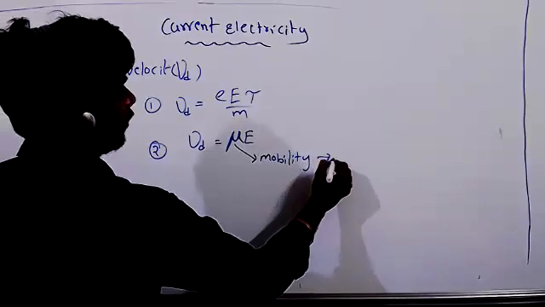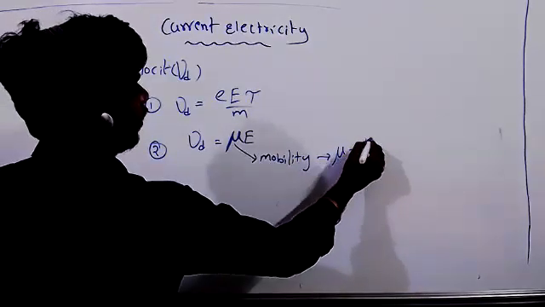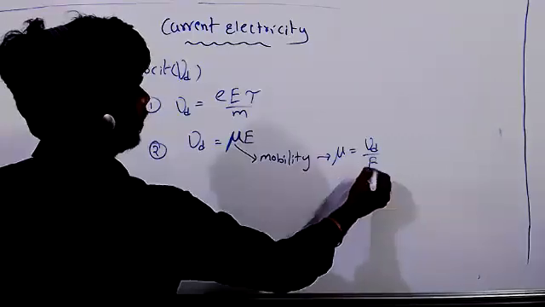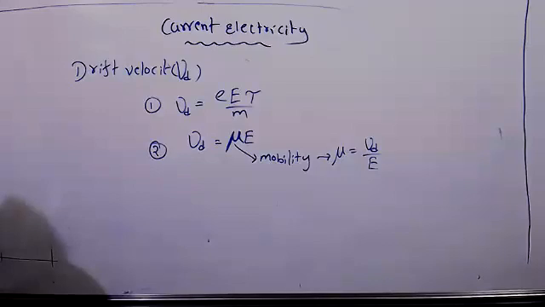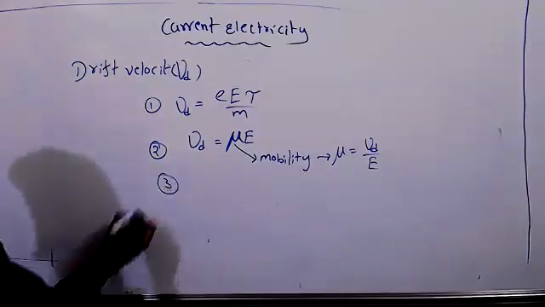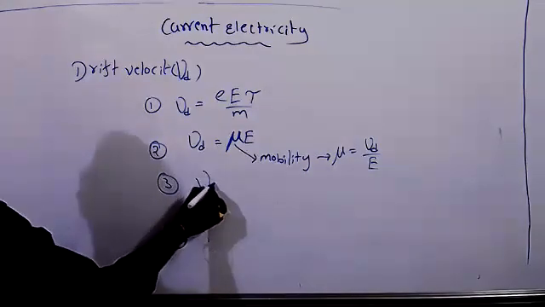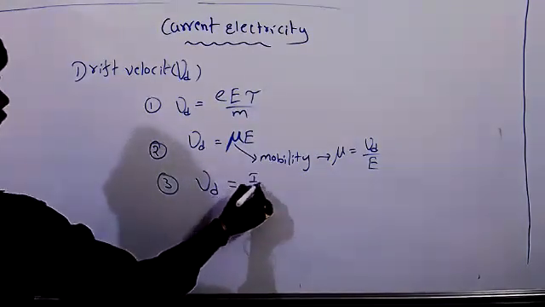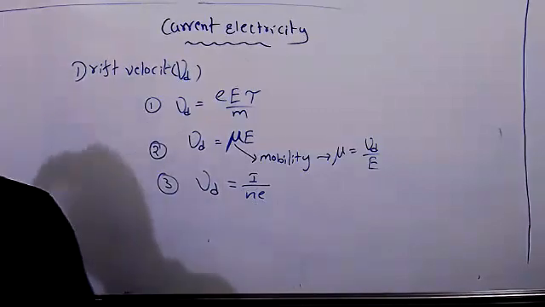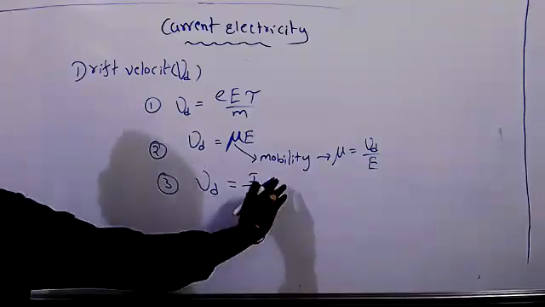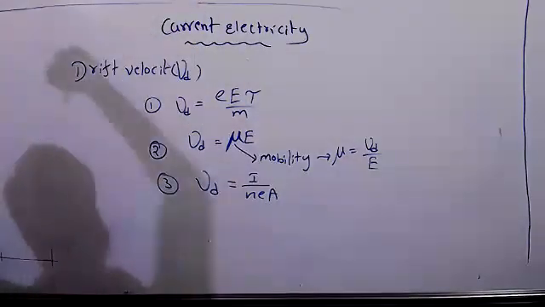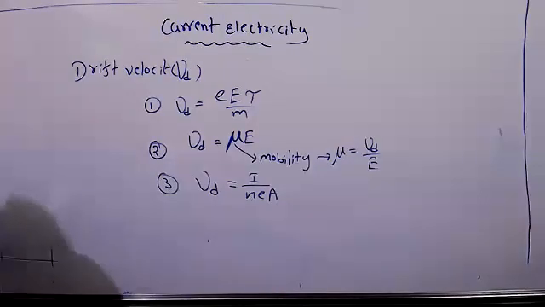So that's what we have written. Mobility mu equal to the ratio of drift velocity by electric field. And one more formula for drift velocity, related with the current: I by n e A. So there are three formulas for drift velocity. Remember that.